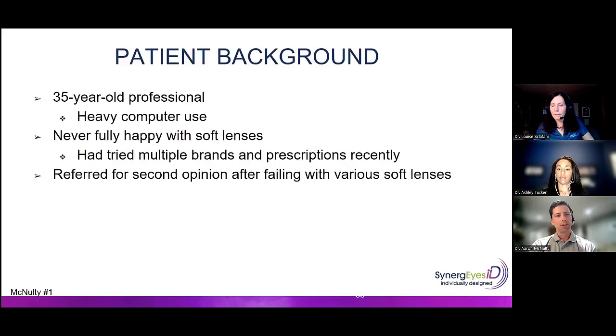So this is a patient that was referred to me, a 35-year-old professional who's on the computer all day long. She was just never happy with her soft lenses. She'd been to multiple providers, multiple brands, various prescriptions, and found that none of them were just right. So she made her way to us. I think somebody just said, I'm kind of tired of you. Maybe you got turfed. Maybe bug somebody else.